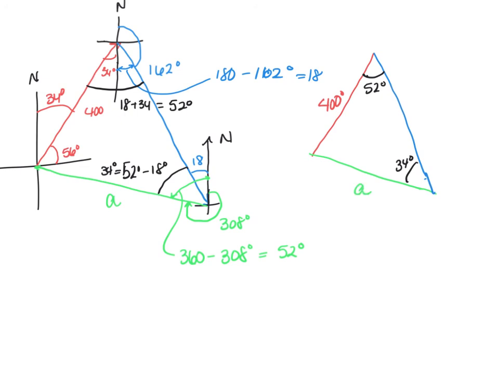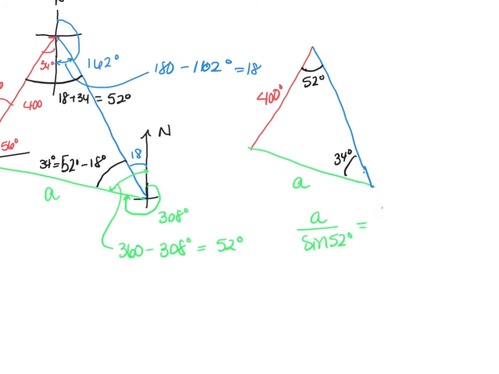I don't have to find anything else. I am now able to actually answer the question. The question is, what is that length A? So I'm going to put A in the numerator. I'm going to do the sine of 52 degrees because that is opposite what I want. I have the 400 and then divided by the sine of 34 degrees. And all of this came from the alternating interior angles of parallel lines.